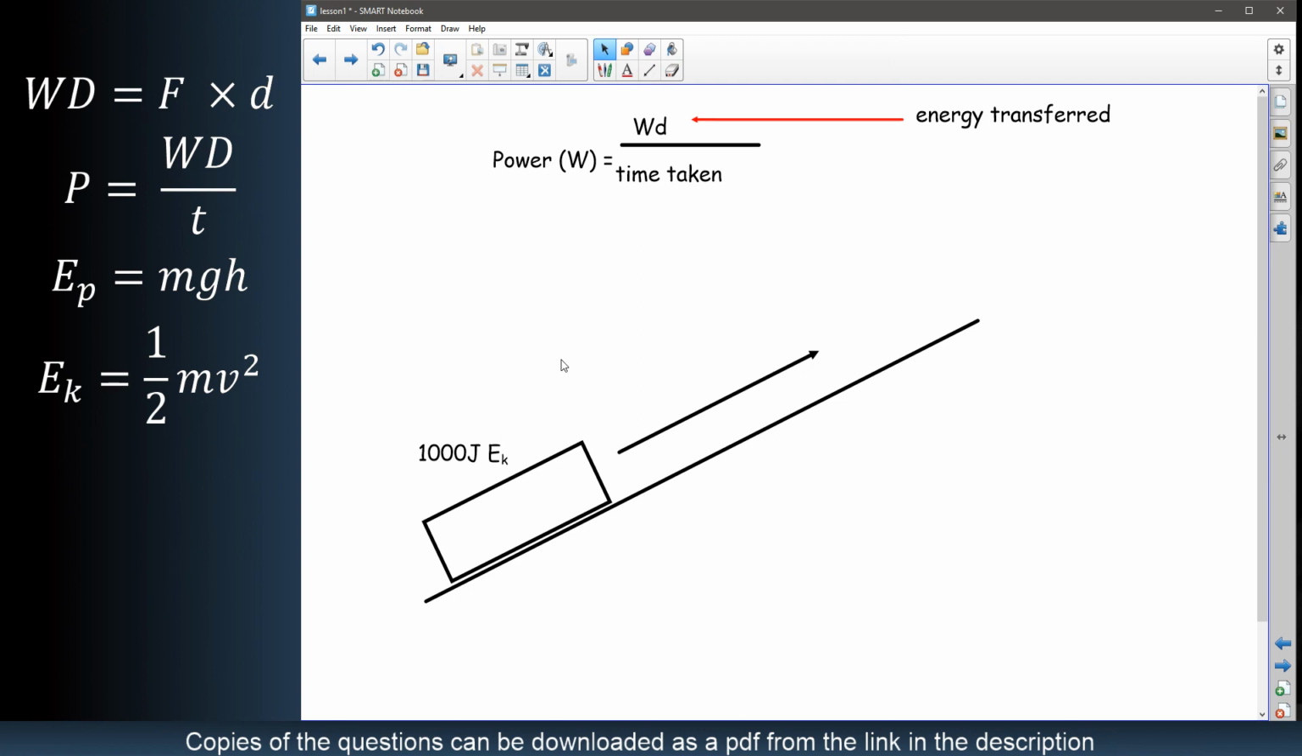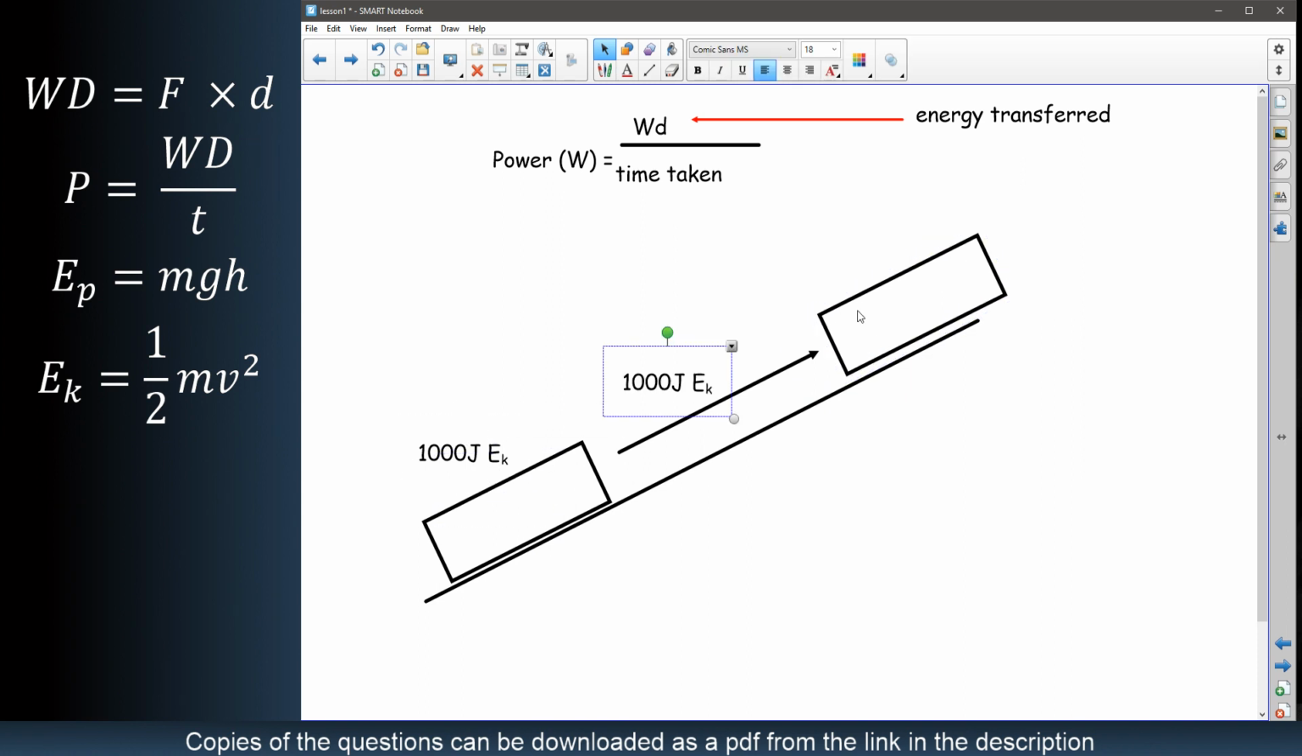Well, when it gets to the top, it's run out of kinetic energy, so it's not moving anymore. But all that energy has been transferred into potential energy, so it goes from 1,000 joules of EK to 1,000 joules of EP. So how much energy was transferred? 1,000 joules was transferred from kinetic into potential, so that was my work done. 1,000 joules of work was done, time taken, however long it took to get up that hill, and I can measure the power. Happy?